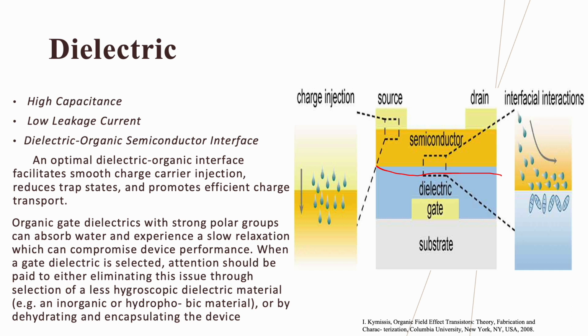Another thing we need to notice is that organic gate dielectrics with strong polar groups can absorb water and experience a slow relaxation, which can compromise device performance. So when a gate dielectric is selected, attention should be paid to either eliminating this issue by selecting a less hygroscopic dielectric material or by dehydrating and encapsulating the device.